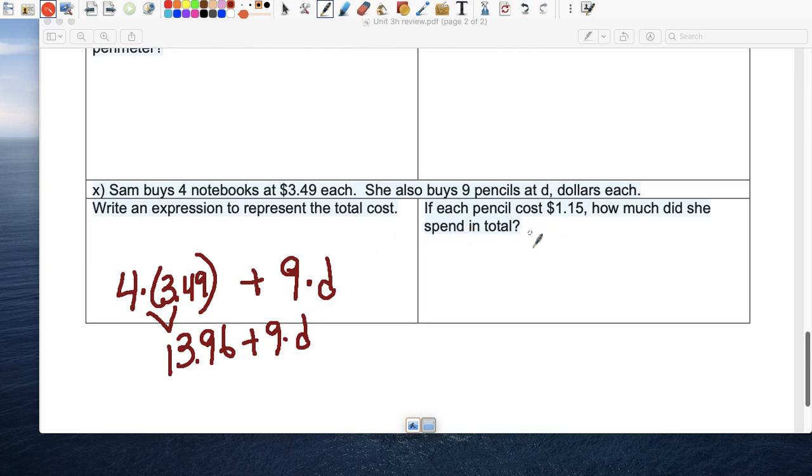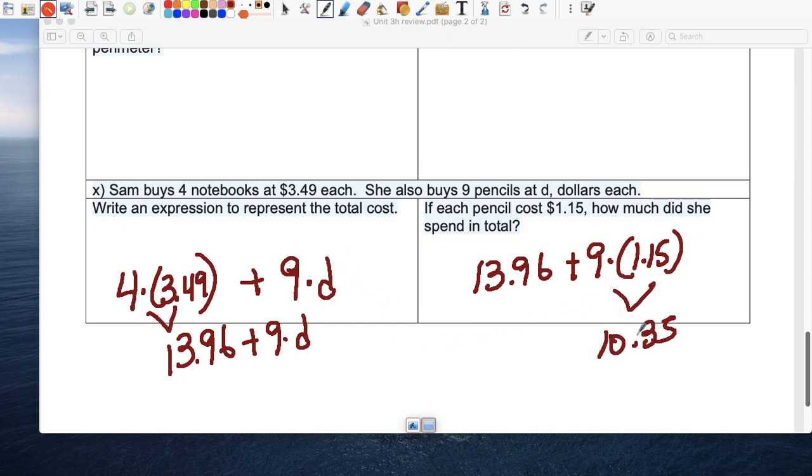Now the second part says that the pencils are $1.15. How much did she spend? So now I know what the pencils cost. It's 9 times $1.15. So the pencils cost $10.35. We know the notebooks cost $13.96. If we add these two, you get $24.39.